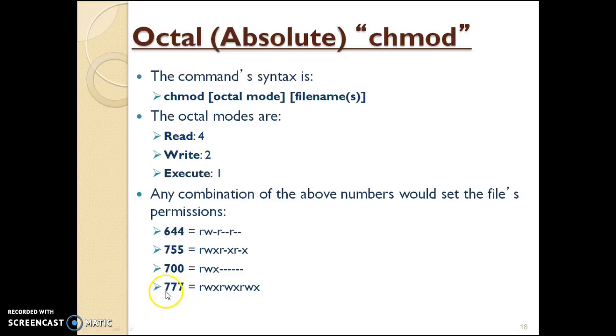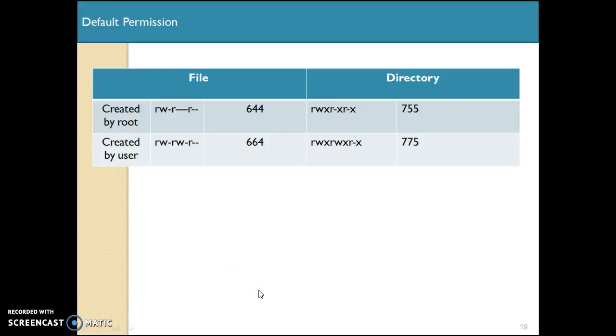Let us take another example, 7, 7, 7. So 4 plus 2 plus 1 is 7. So rwx, rwx, and rwx. Now the default permission that will be created for a file or for a directory. In case you are a root user, the default permission for a file on creation will be 644, and in case of a directory it will be 755. And in case you are a normal regular user, then the default permission will be 664, and for a directory it is 775.